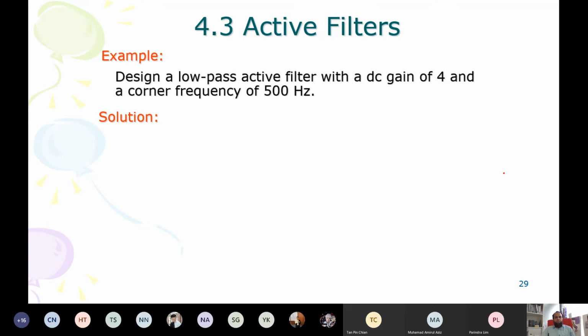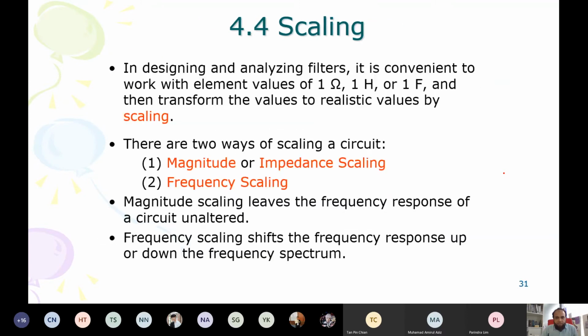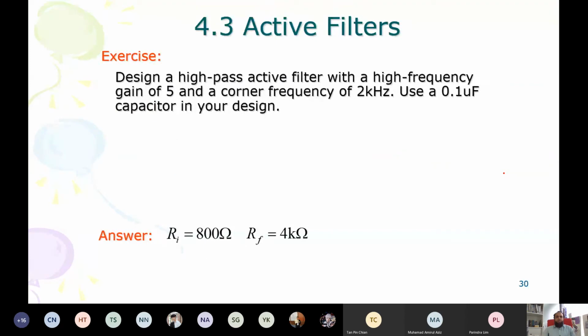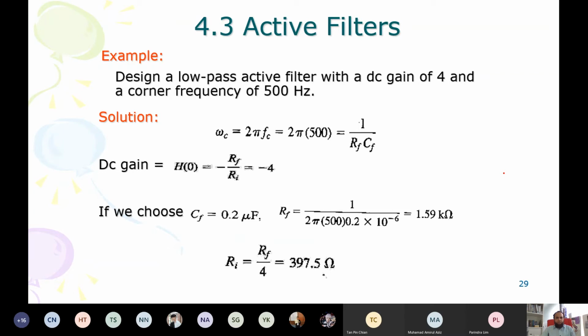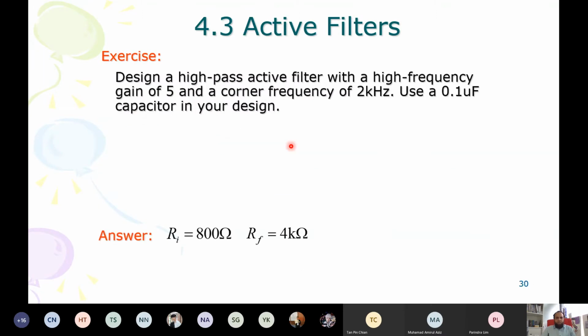Okay, so in this question: design a high pass active filter with a high frequency gain of 5 and a corner frequency of 2 kilohertz. Use a 0.1 microfarad capacitor in your design. So you see, in the previous question, it was designing a low pass filter with a DC gain of 4 and a corner frequency of 500 hertz. We are given the frequency, so from this frequency we can find the omega C. In the next question as well, for the high pass filter, we can find the omega C using this 2 kilohertz.